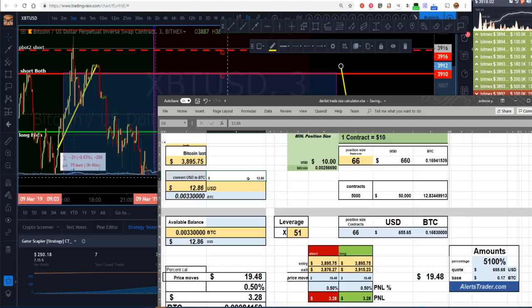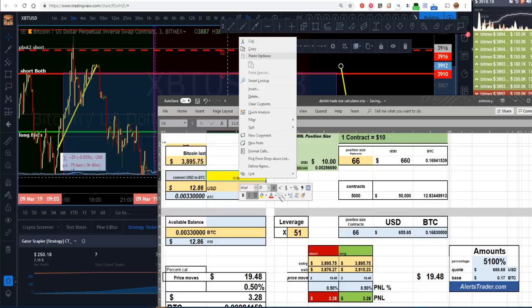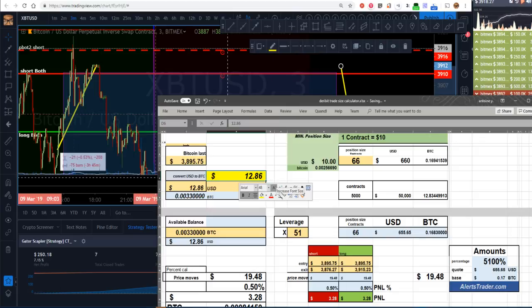Wow, it just destroyed everything. I didn't like that. 12.86. Oh wow, really? All right. Now this, what if they were like, I got $10,000, right? And they got 51 times leverage going on for them. Oops, I did that the wrong way. Let's do this again. $10,000. This now equal to this. There you go. Boom.